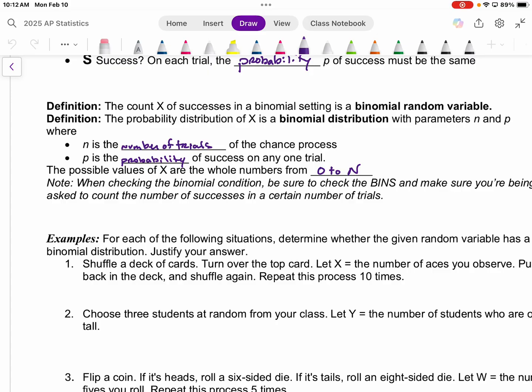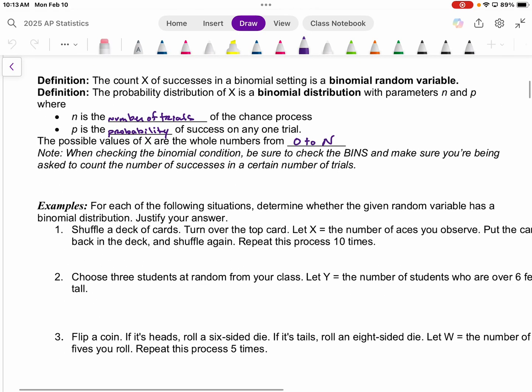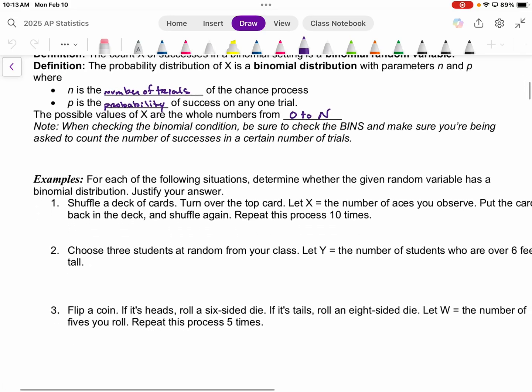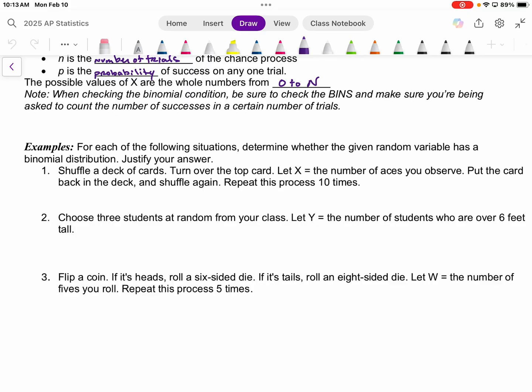So we can see our little binomial distributions like what we did earlier in this chapter, checking the conditions that each probability has to be between 0 and 1. We don't have negatives. The sum has to add up to 1. Again, that's determined a little bit sometimes by how many decimal places you take it out to. But when we go through free response, we want to make sure we check the BINS to make sure we actually can do what we need to do. So here's an example. For each of the following situations, determine whether the given random variable has a binomial distribution.